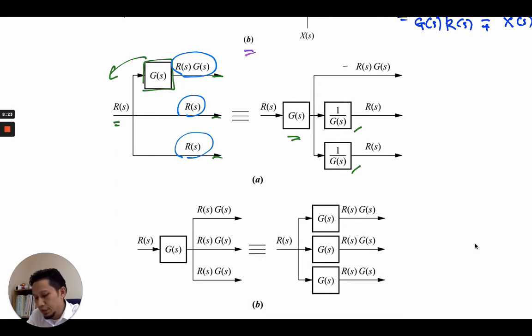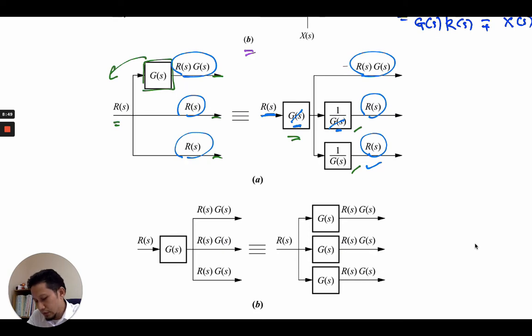Okay, so similarly for the equivalent on the right hand side, we have here R(s)G(s), this one is R(s), this one is R(s), because G(s) multiplied by 1 over G(s) cancels out. Now you only have R(s) here at the output. Okay, similar to this one as well.